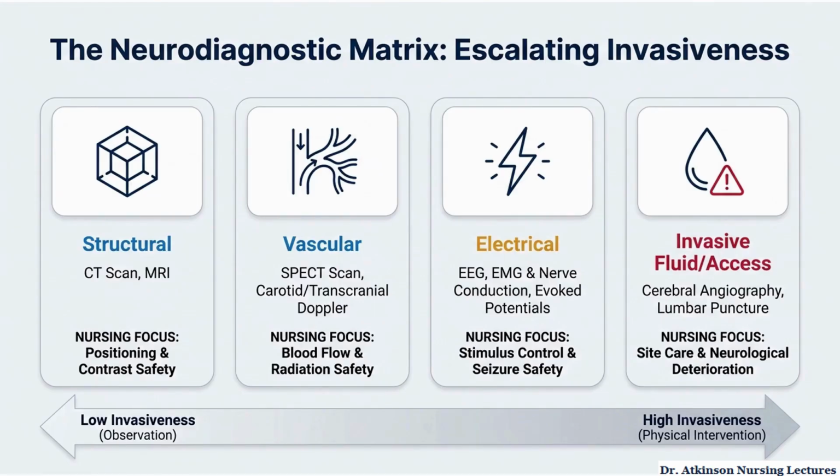This slide organizes neurodiagnostic testing from lower-risk, non-invasive procedures to more invasive testing. Structural imaging includes CT scans and MRI studies. Vascular studies include SPECT scans and Doppler testing, which evaluate blood flow and perfusion. Electrical studies include EEG, EMG, nerve conduction studies, and evoked potentials, which evaluate nerve and brain activity. Finally, invasive procedures include cerebral angiography and lumbar puncture. As invasiveness increases, nursing monitoring and complication risk increase as well.